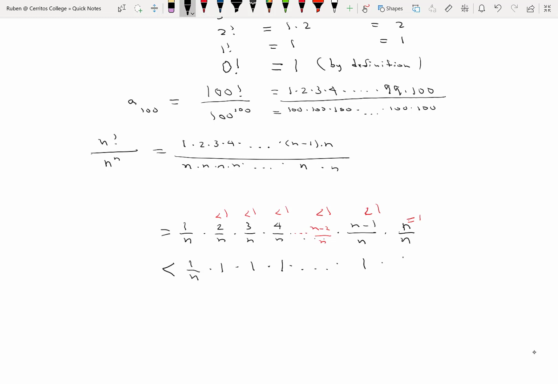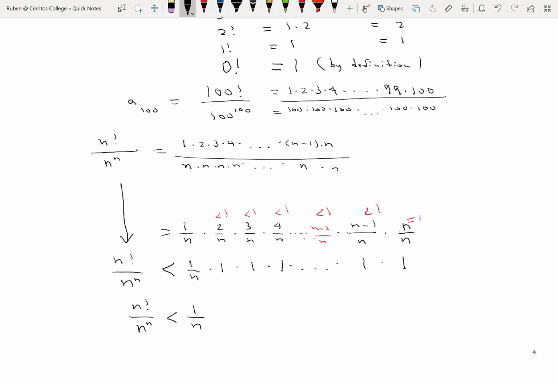n over n is 1. So I've left the first factor alone. I've left the last factor, 1, alone. So I've replaced the general term in my sequence with a very simple expression. I have the general term in my sequence, n factorial over n to the n, has to be less than 1 over n.